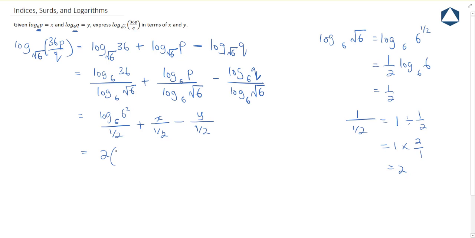So we have 2, and then log 6 to the power of 2, of course you can bring this down as a coefficient. So log 6 to the power of 2 to base 6 is just 2 log 6 to base 6. Again, log 6 to base 6 is equal to 1. So this is just 2 times 2 plus x minus y.